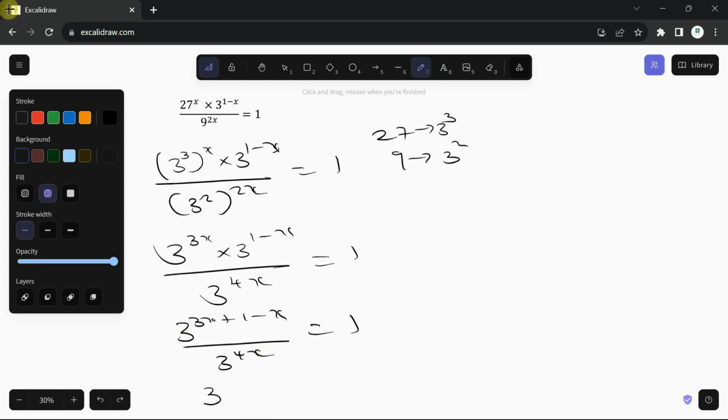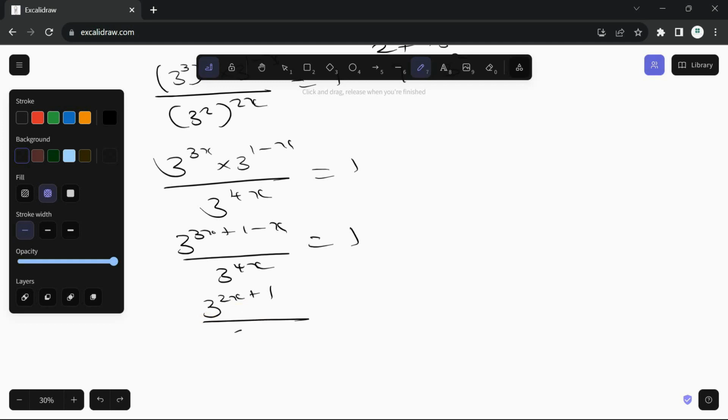So 3 raised to the power of 2x plus 1 all over 3 raised to the power of 4x is equal to 1. Right, so I can cross multiply now and say 3 raised to the power of 2x plus 1 is equal to 1 times 3 raised to the power of 4x, which is just 3 raised to the power of 4x. And by comparison, we could say 2x plus 1 is equal to 4x.